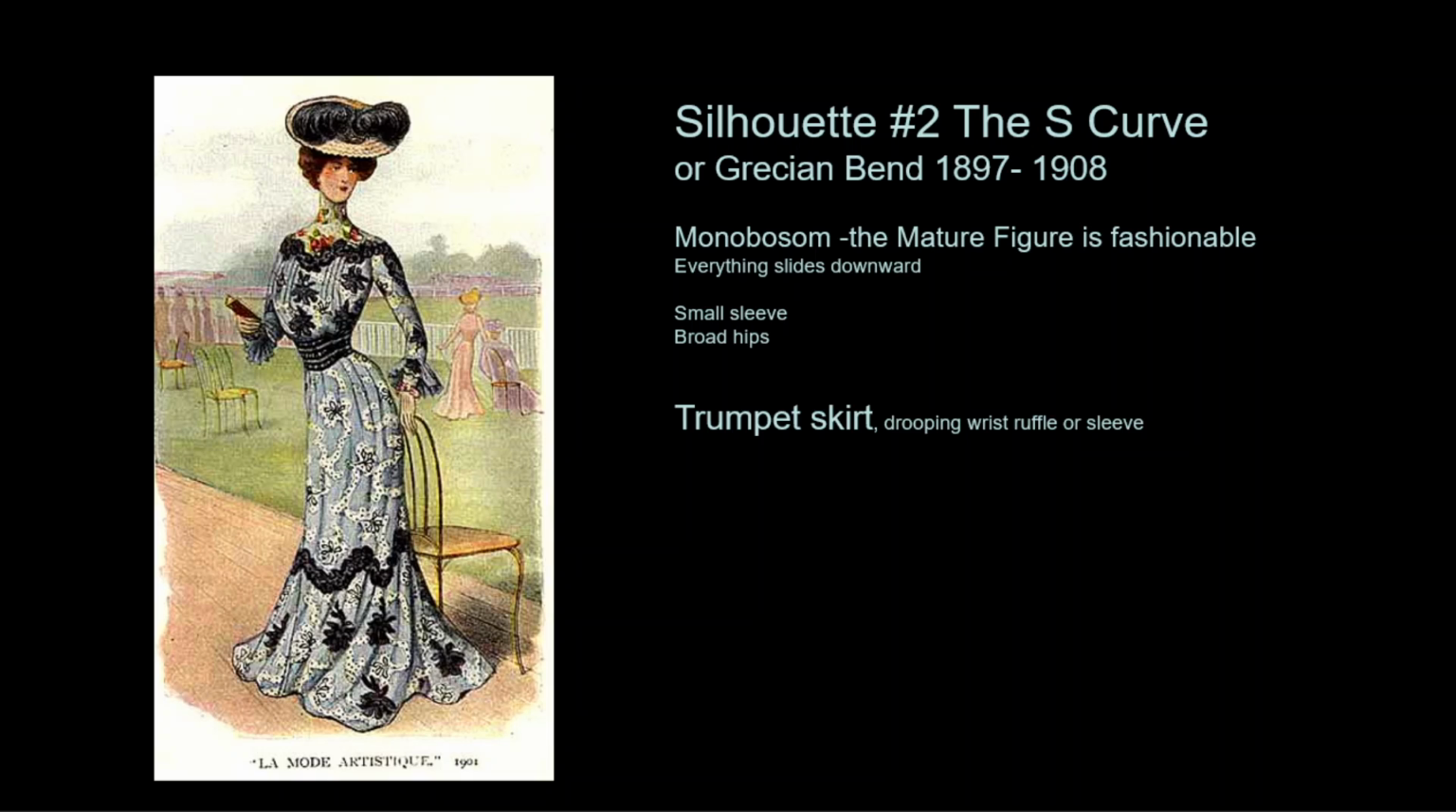The second silhouette in this era is the S-curve or Grecian bend from about 1897 to 1908. The X shape collapses, and once again, the visual emphasis will slide down the figure. The signature style element is pushing the torso forward and the derriere back. The bulk of the bosom appears to slide down the chest to create what's called a monobosom, or sometimes a pigeon front. This silhouette flatters the mature woman and appears to be a retraction of the youthful fashions that called for social change in the 1890s.